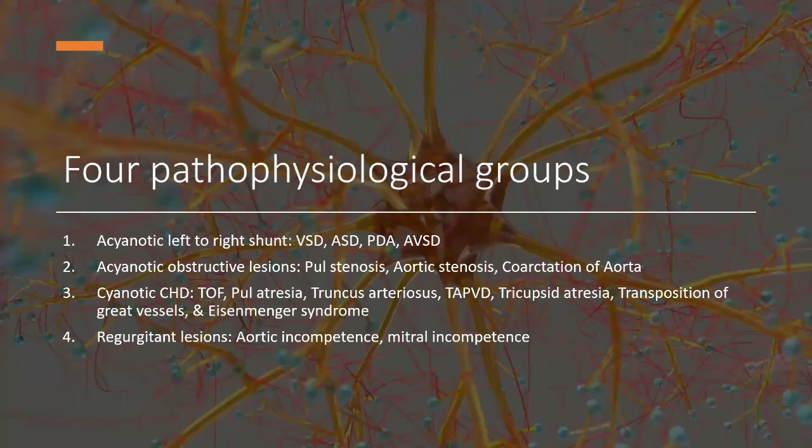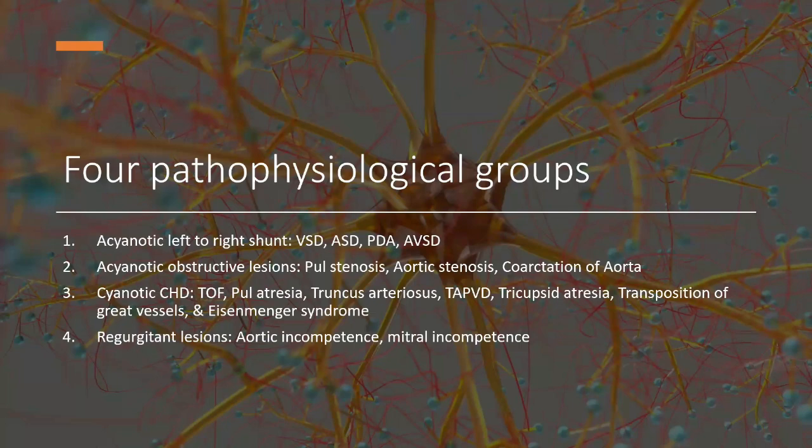And then in terms of groupings, there are 4 pathophysiological groupings that we use. So the acyanotic left to right shunt: these are ventricular septal defects, atrial septal defects, patent ductus arteriosus, and atrioventricular septal defects. And then the other group of acyanotic obstruction lesions, these can be your pulmonary stenosis, aortic stenosis, and coarctation of the aorta.